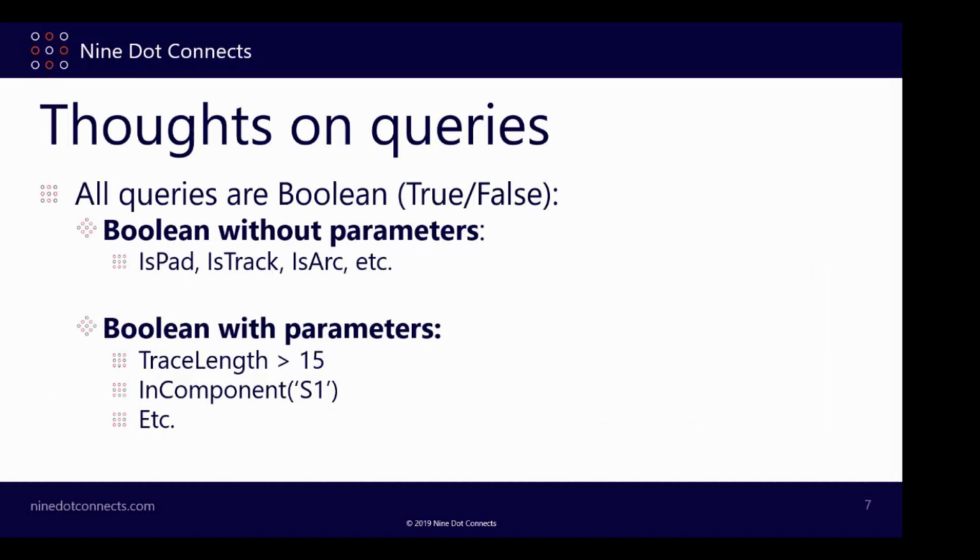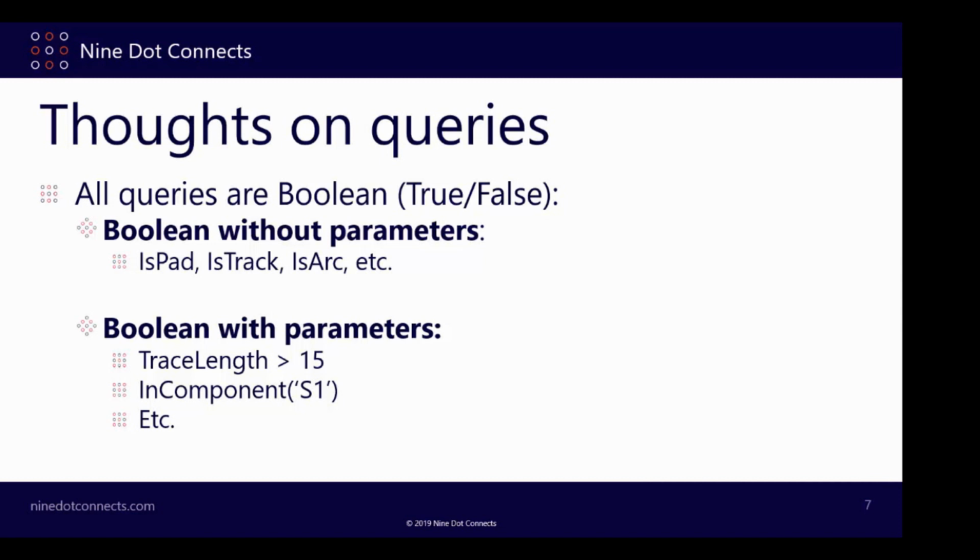Last time we talked about this, we did a 3-part series. This I consider to be part 3 of our revisit of the DRC. But in part 2, I talked about these queries having to be either a Boolean or an expression. That's partially true, so I want to clarify something here. All queries are Booleans. Some of them simply do not have parameters.